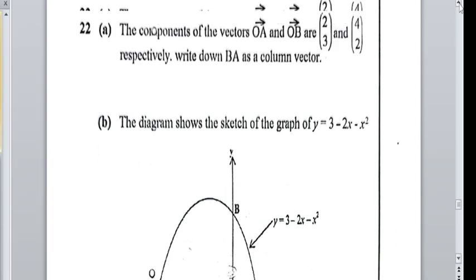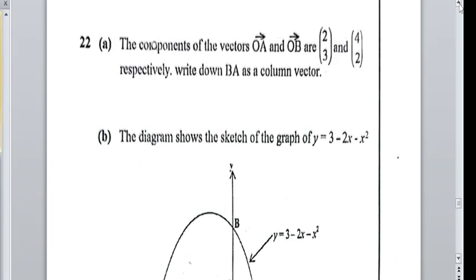Okay, so we start from here, question 22. The components of the vectors OA and OB are 2, 3, and 4, 2, respectively. Write down BA as a column vector. So now this one is straightforward, very easy. It's all vectors. So look at what will happen. They want us to find the vector BA as a column vector.